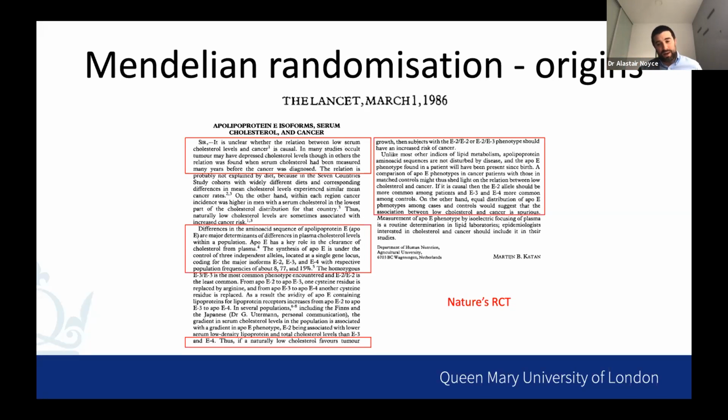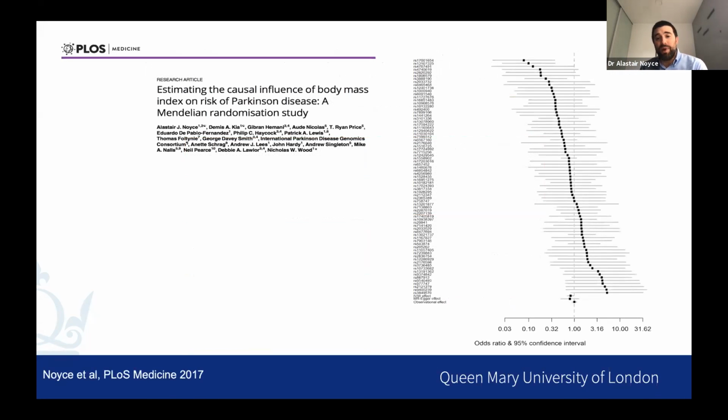And this was what later became Mendelian randomization, using common genetic variation, which we know is associated with a particular risk factor or an exposure, and using that common genetic variation in conjunction with our disease outcome of interest to make a guess or a proxy or an estimate of how much that risk factor truly affects the risk of disease. And we've done a lot of this when it comes to Parkinson's.